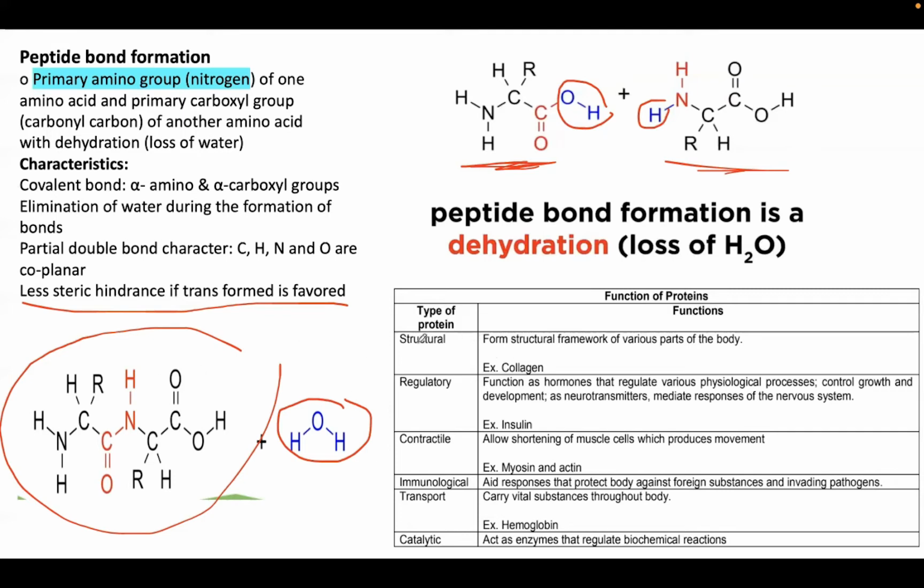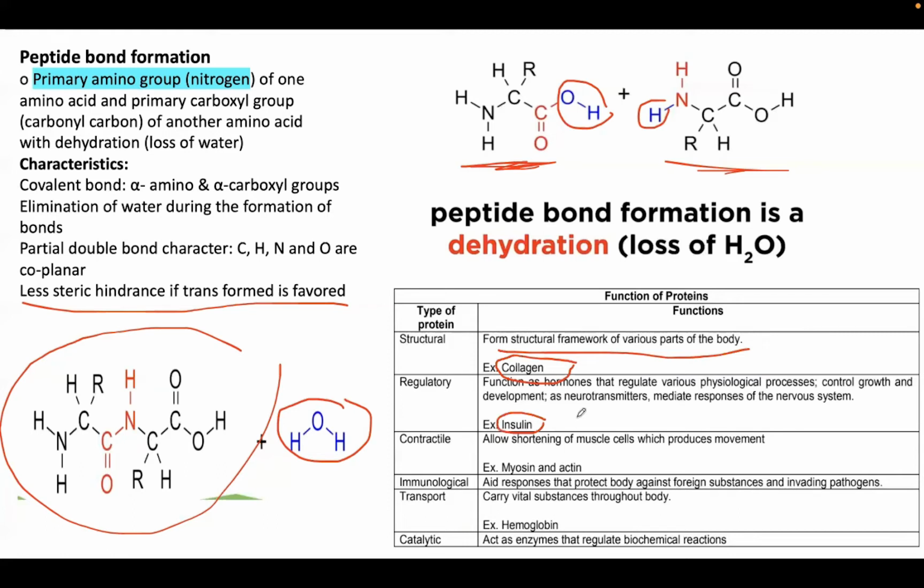For the structural function of the protein, it serves as a structural framework of the various parts of the body. Example, yung collagen that can be found on our skin, on our hair, and other body parts. Next, serves as a regulatory mechanism. It functions as hormone that regulate various physiological processes for the control growth and development, as neurotransmitters mediate responses of the nervous system. Example, yung ating mga insulin. Okay? Insulin helps the glucose to get inside our cell.